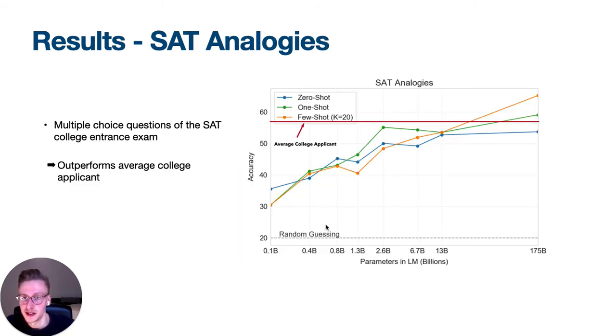Next up, we have SAT analogies. This is a data set where the model is asked some multiple choice questions of a section of the SAT college entrance exam that every student in the US has to do if they want to go to college. And the funny thing to see is that GPT-3 outperformed the average college applicant, which is at 57%. And I don't know why they didn't include that in the initial drawing here, because I think that's pretty funny, that GPT-3 is stronger than the average college applicant.